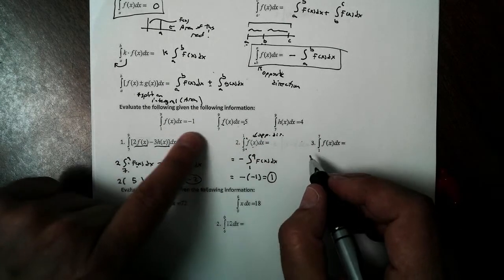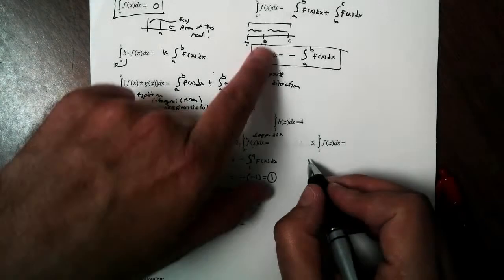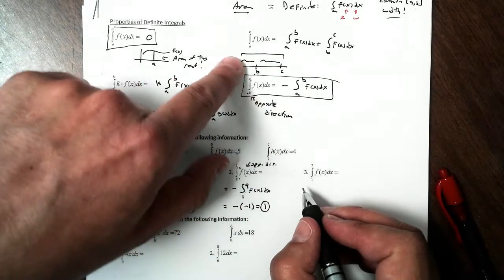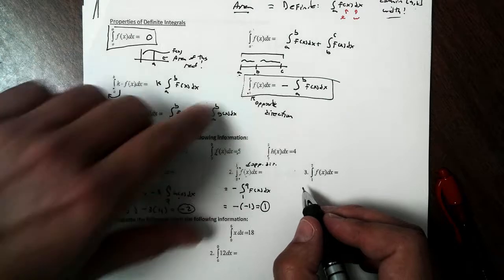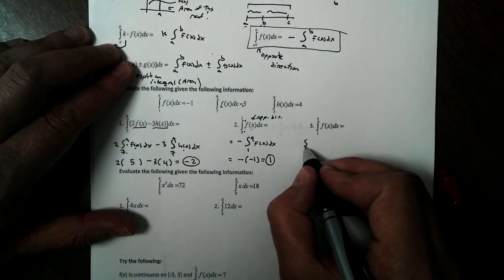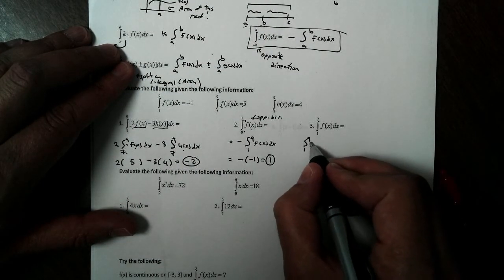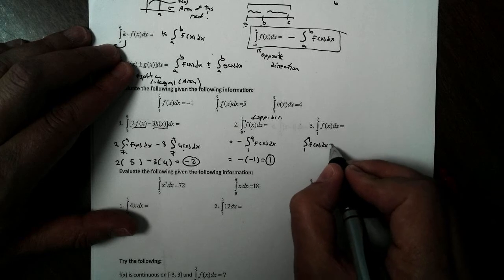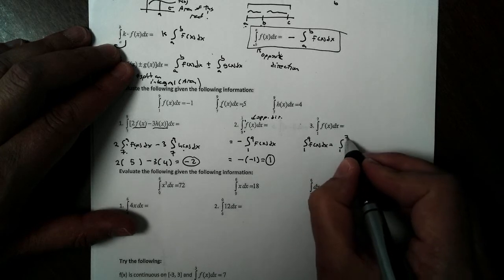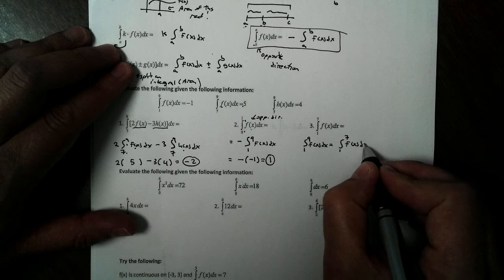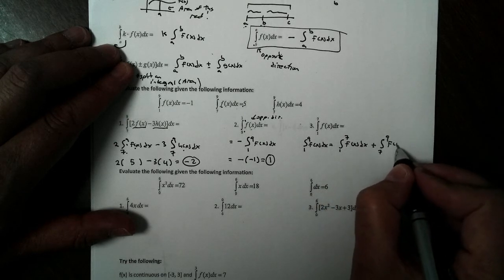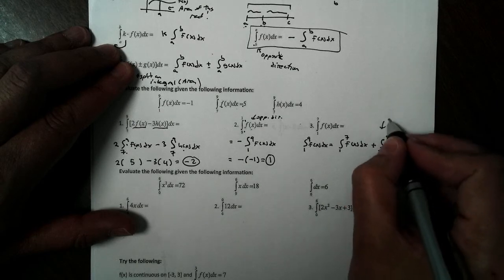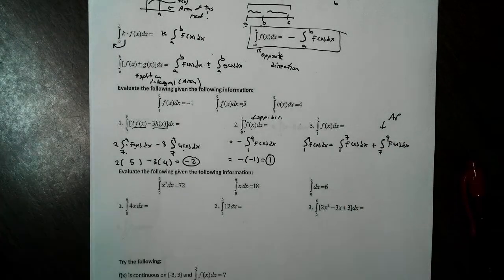So I can write this using my addition property up here, where I can add the different areas together to get the whole area. So I know that the whole area, 1 to 9, f of x dx, is equal to the area from 1 to 7, f of x dx, plus the area from 7 to 9, f of x dx. Man, the AP loves seeing stuff like this.